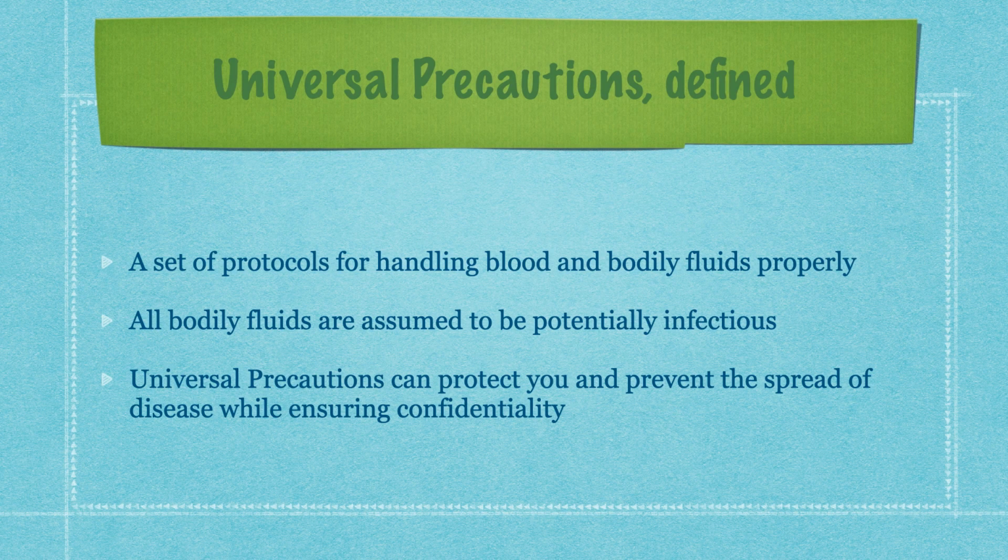Universal precautions are a set of protocols for handling blood and body fluids properly. Universal because you should treat everyone as if he or she were infected. Precautions because they are intended to protect you and the person you are assisting. Since we assume everyone's body fluids are potentially infectious, specific individuals won't be singled out, thus maintaining their confidentiality.